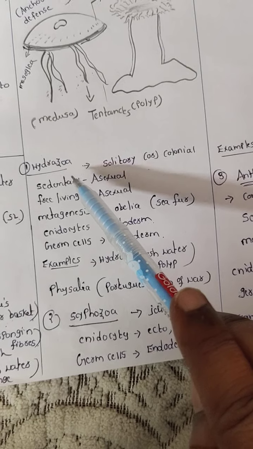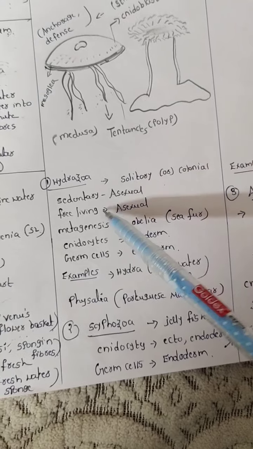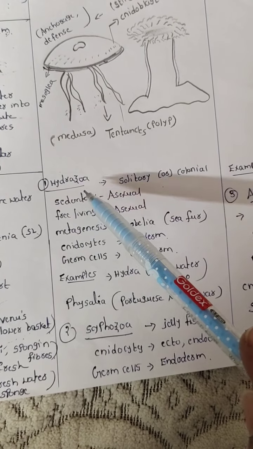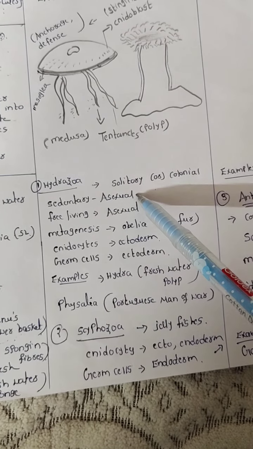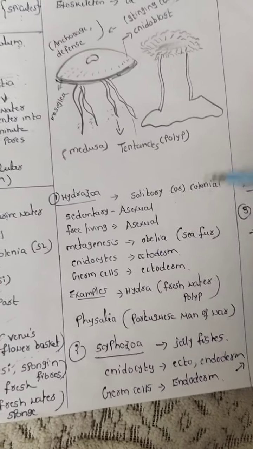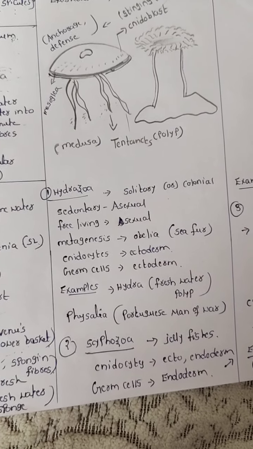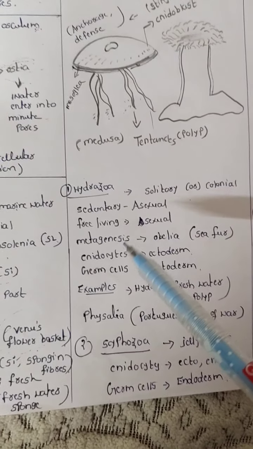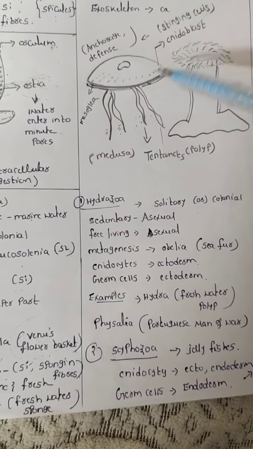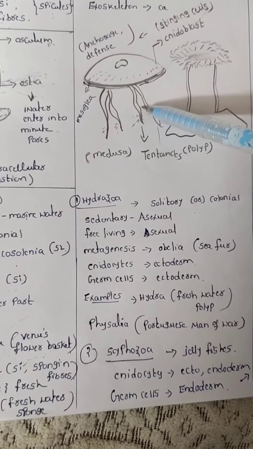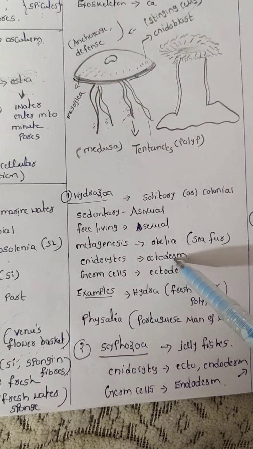In Hydrozoa, some organisms are solitary and some are colonial. Sedentary means they are not able to move. I already said if the organisms are not able to move, they undergo what type of reproduction? Asexual reproduction. When it is free living, it goes for sexual reproduction. And metagenesis type of characters can be seen in Obelia. Nidocytes are the specialized cells. These nidocytes are present in the outer region, originated from the ectoderm.